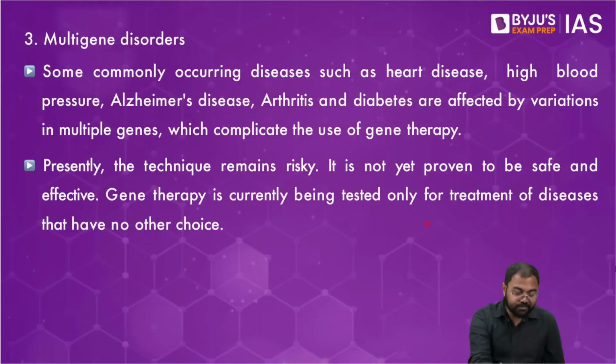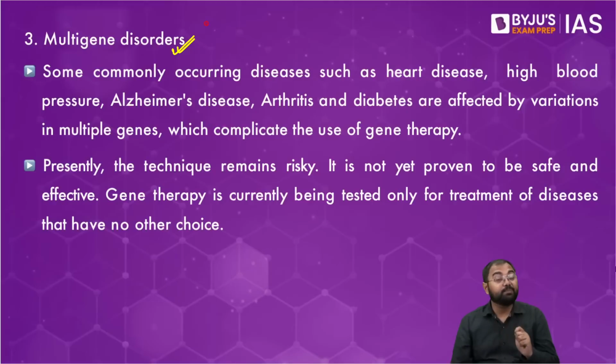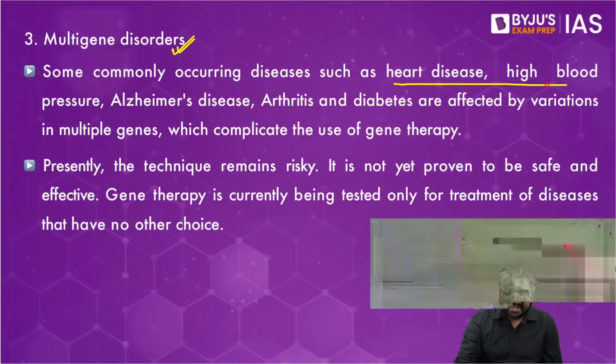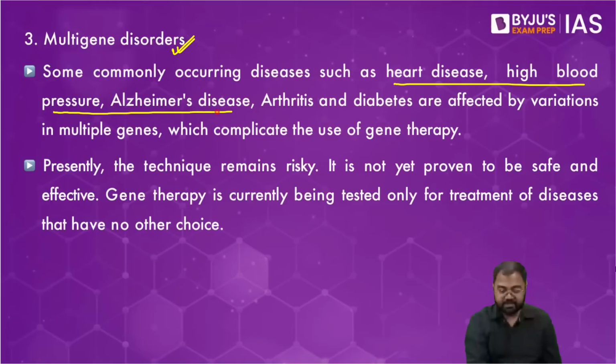Then sometimes there are certain diseases which are multi-gene disorders, where the problem is not only with one gene, but rather there are multiple genes which have the problem. And because of that, again, it becomes very, very difficult for us to solve those kinds of problems. For example, diseases like high blood pressure, Alzheimer's, arthritis, and diabetes are all diseases that affect multiple genes.